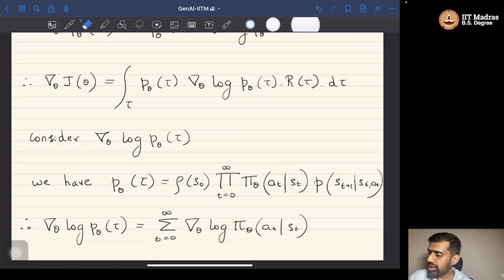So what remains is the term that involves the policy, and because there is a product here and we are taking a logarithm, that would get converted into a sum and we can put the gradient inside. Therefore, the derivative of log of p theta of tau is simply the sum from t equal to 0 to infinity of the gradient of log of pi theta a_t given s_t, and the derivative is with respect to theta.